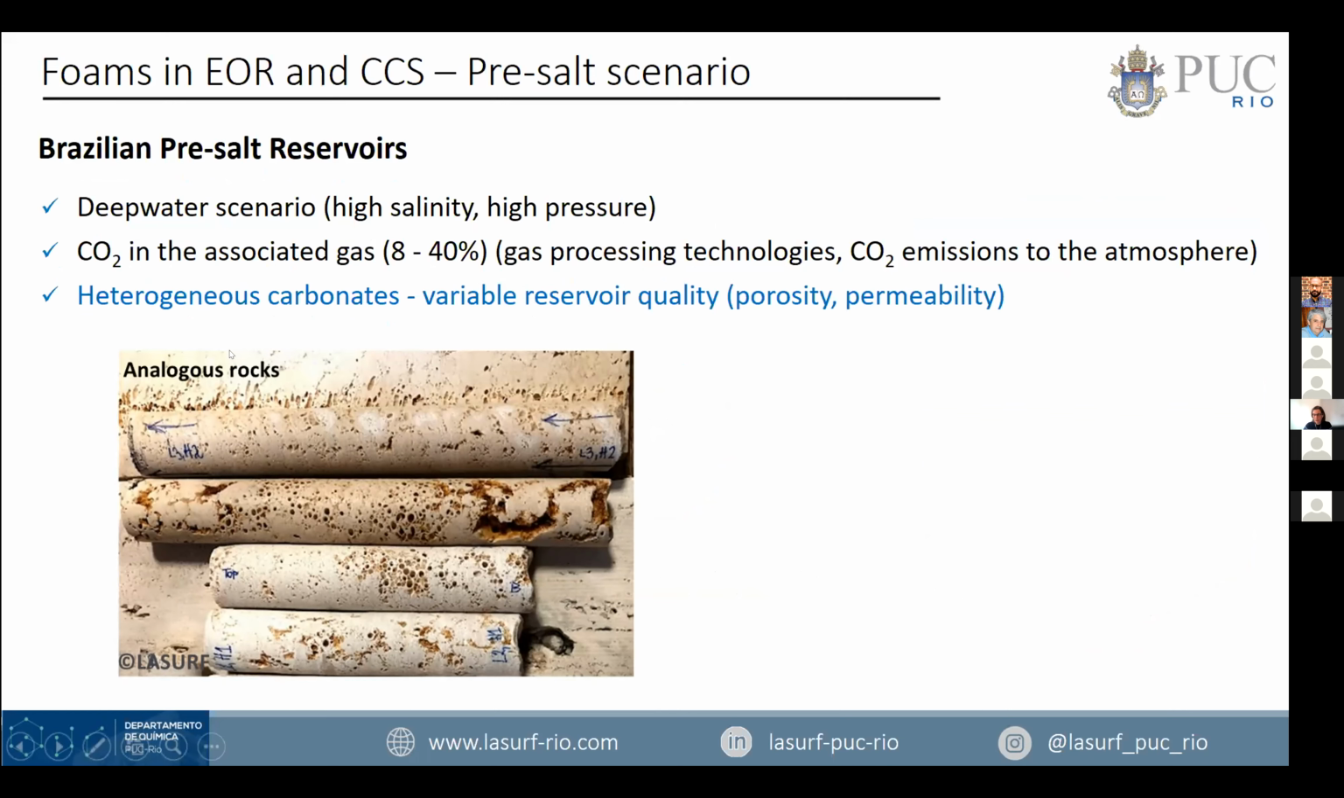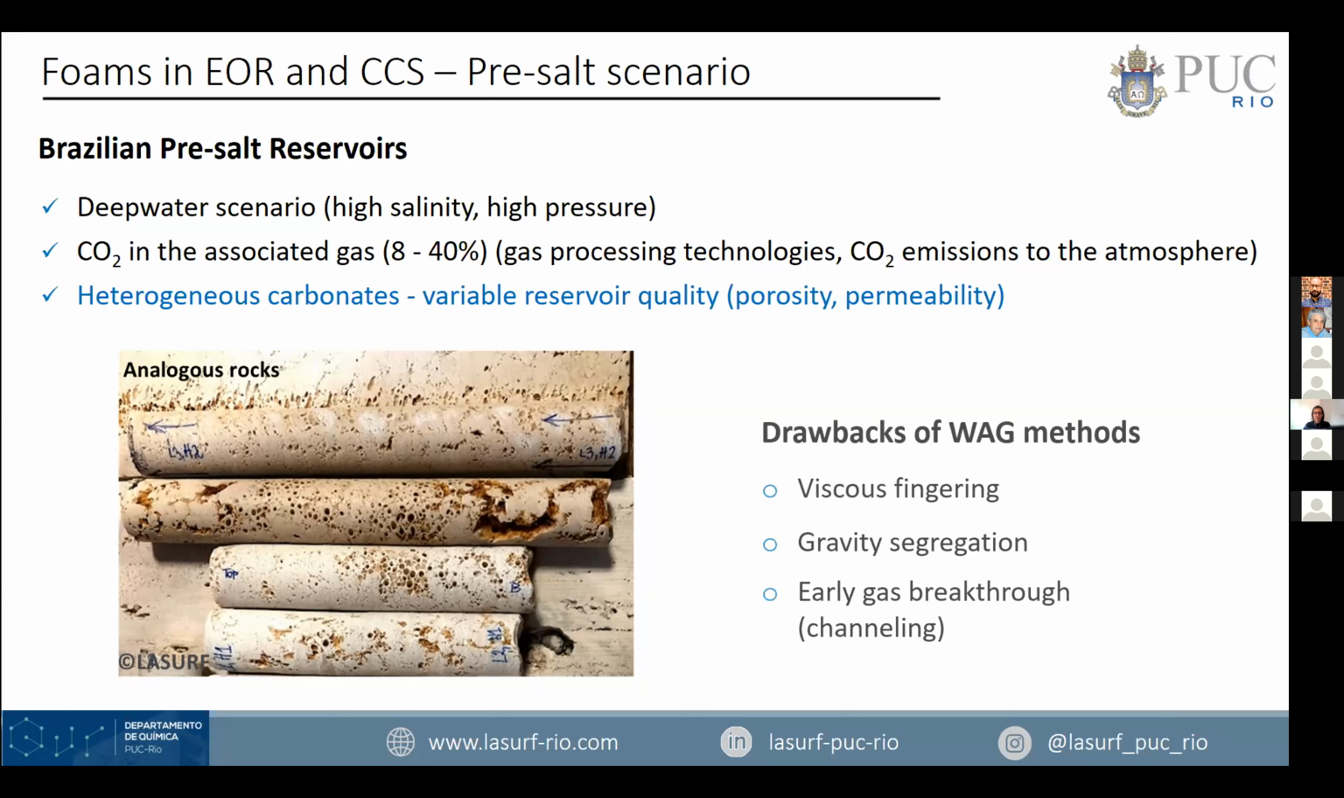Of course, this is not reservoir rock, but in this case, you can see the pore distribution and the permeability, how different they can be in different sections of this rock. So this extra challenge present in the pre-salt reservoirs is responsible for many of the drawbacks that can appear in these WAG methods. And they are related, as Marcio also mentioned before, to the viscous fingering, gravity segregation effects, and especially channeling effects, which is this early gas breakthrough when it goes through these preferential channels.